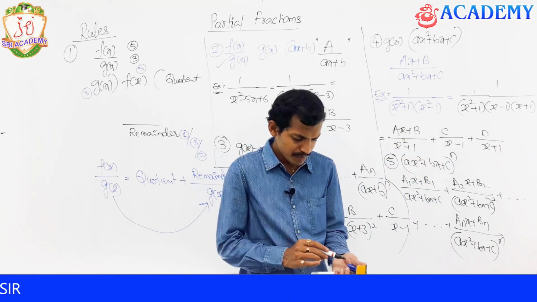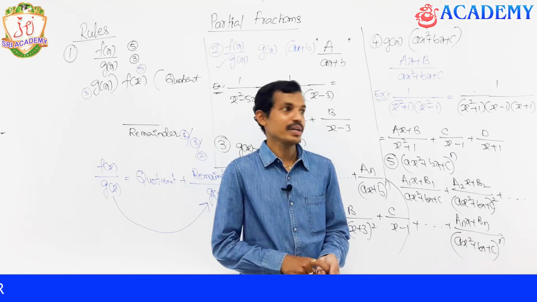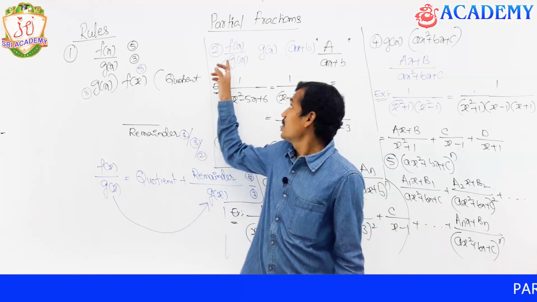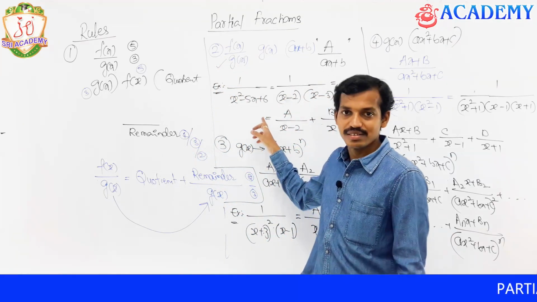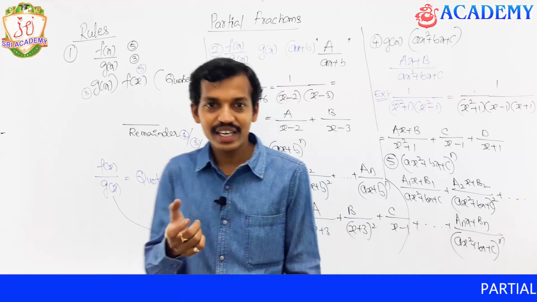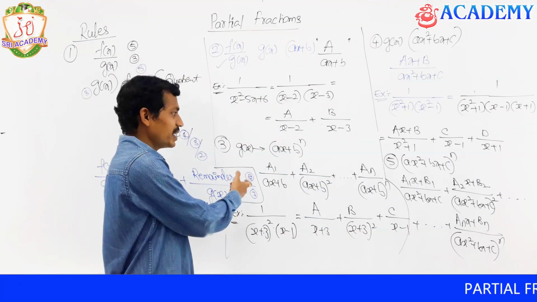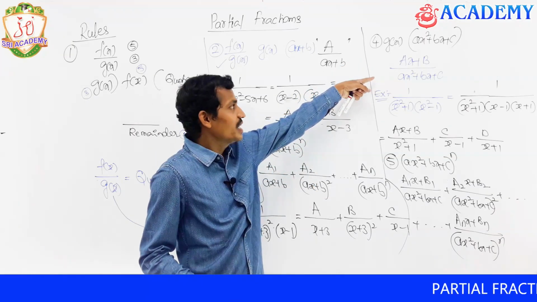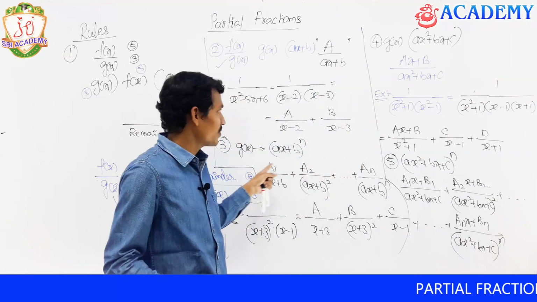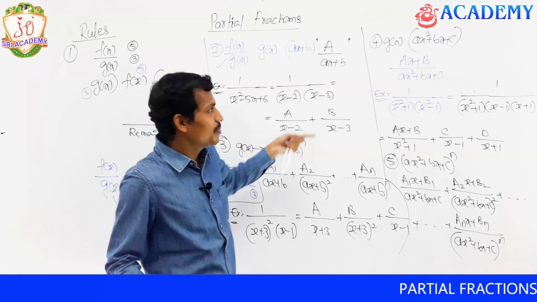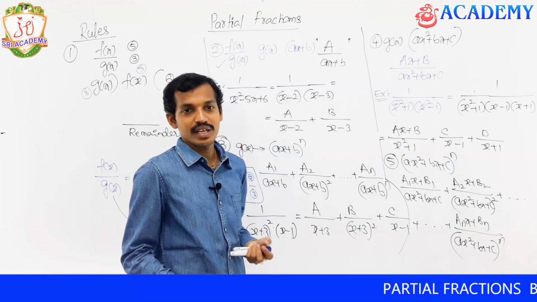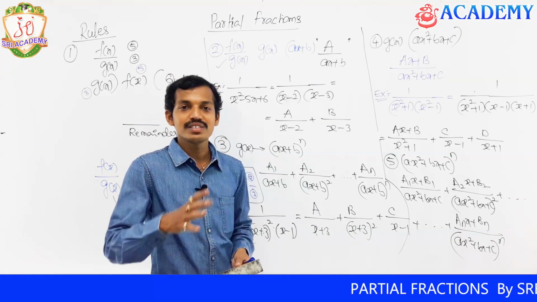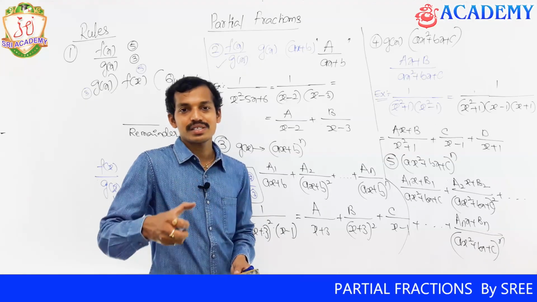By doing the problems, you will understand how we are writing. If repeated, we also get the same thing. If a linear factor is there, we will write it directly as a divided by x plus something. If it is repeated n number of times, we repeat it n number of times. Same thing for a quadratic factor: if a quadratic factor repeats, we write linear factors over it, repeated accordingly. One more thing, that is improper functions. These are the rules in partial fractions.